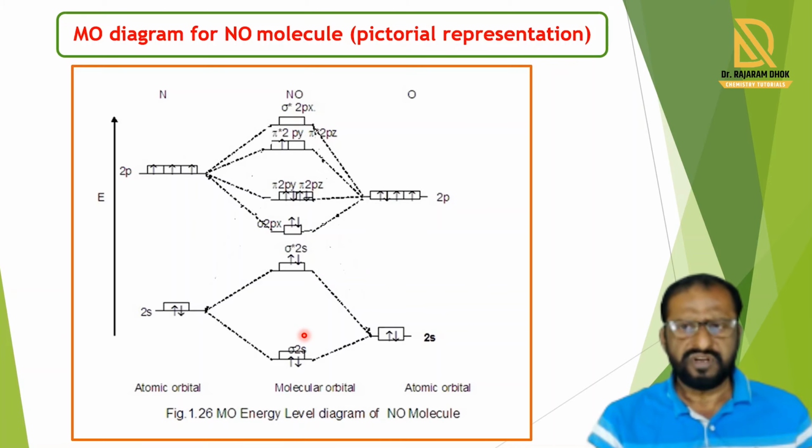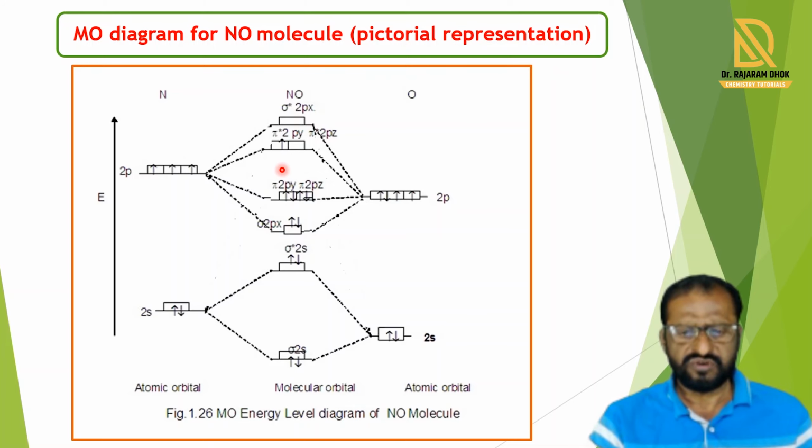They are filled according to the rules of the Aufbau principle, Pauli's exclusion principle and Hund's rule of maximum multiplicity. Firstly 2 electrons are filled in the sigma 2s, next 2 electrons in the sigma star 2s, then sigma 2px is filled by 2 electrons, pi 2py by 2 electrons, pi 2pz by 2 electrons, and 1 electron is filled in the antibonding pi star 2py or pi star 2pz.